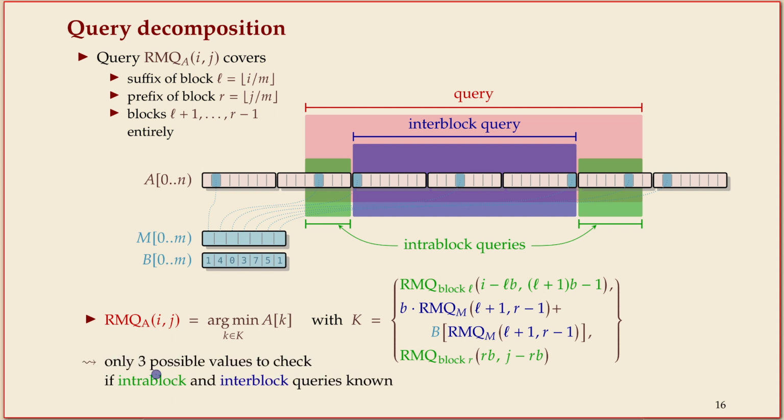So we have only 3 possible values left to check if we can find the minima in the blue and 2 green blocks. And the blue block, as I just said before, is already done. All we need to do is find a range minimum in this smaller array. And for that, we can use our previous data structure, the sparse tables. What's left is the intra-block queries, where I'm just concerned about finding the range min in this tiny range within one block.